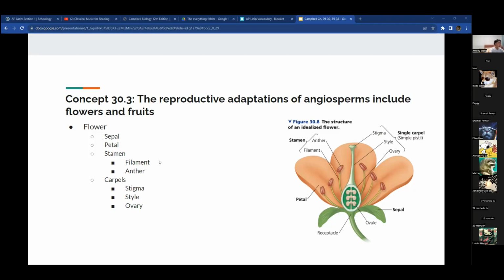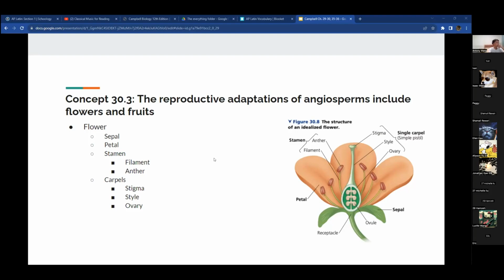Then, yeah, okay, sorry, stamen. The stamen is the male reproductive structure of the flower. It consists of the anther, which is where the sperm, the gametophytes, are actually produced, and the filament, which connects the anther to the base of the flower.